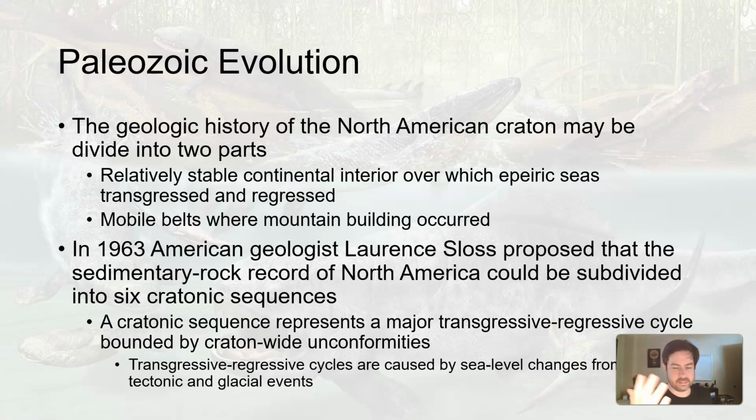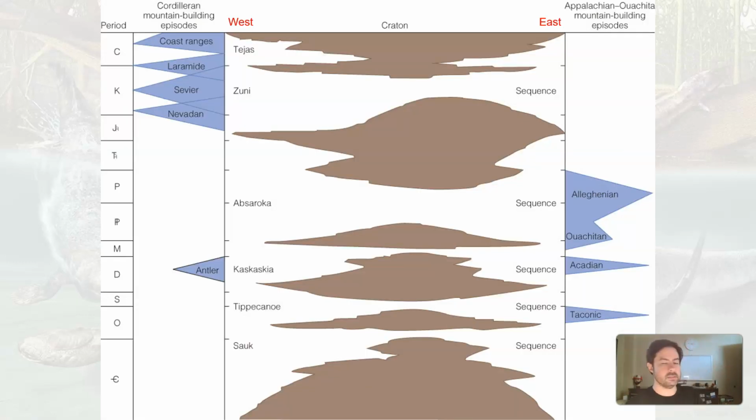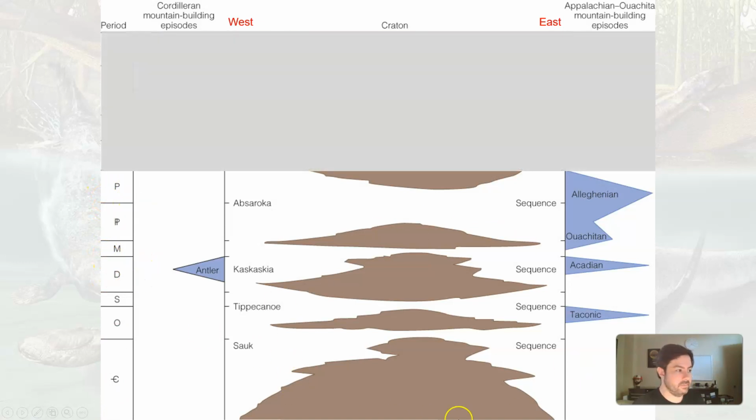These transgressive events are caused by sea level change, tectonic activity, glaciation, those sorts of things. We can look at a chart, and I'll explain it, because it can be a little confusing at first. This is a Sloss sequence diagram. Over here we have the geologic period, starting with the Cambrian into the Ordovician, Silurian, Devonian, Mississippian, Pennsylvanian, and Permian. All of this is the Paleozoic era. What we're going to focus on is just this down here.